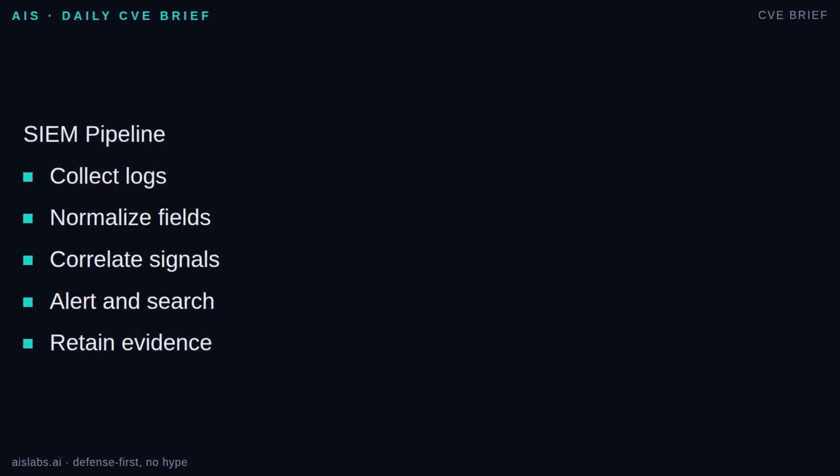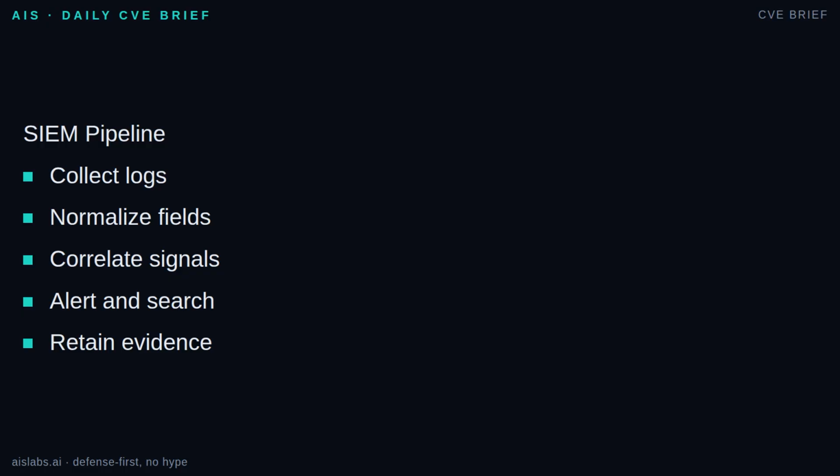First, collect. Systems send logs and security events into the SIEM. That can include login records, process events, network connections, DNS lookups, cloud activity, database access, and admin actions. Second, normalize. Different systems use different field names. The SIEM turns messy data into common fields like user, source IP, destination host, event type, and timestamp.